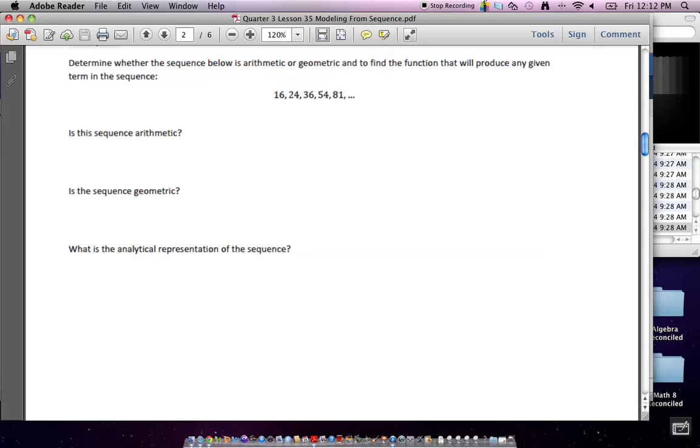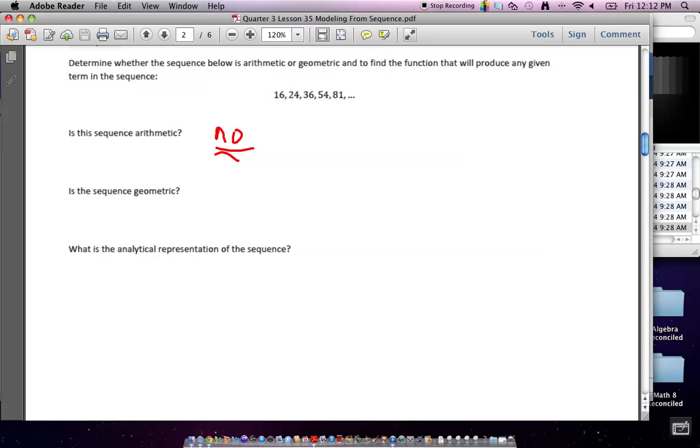So, is it arithmetic? Yes or no? No. Is it geometric? Yes. Now, how can you tell that it's geometric? Well, let me even backtrack one step further. How can you tell it's not arithmetic? Like by a constant. Right, there is no constant difference here. This is 8, this is 12, this is 18, that's not going to work. So this is a no to arithmetic, and then we say yes to geometric.